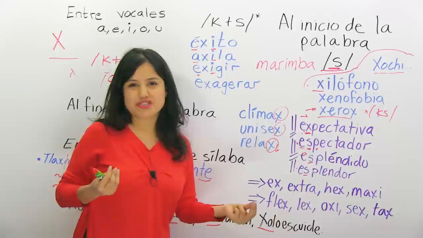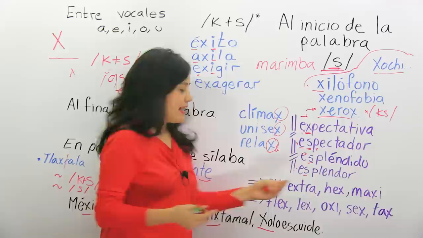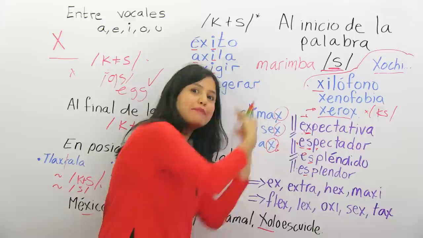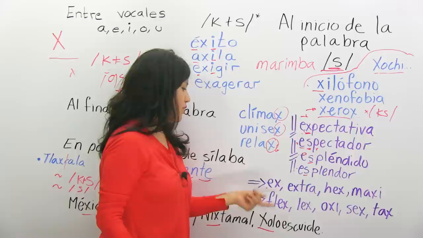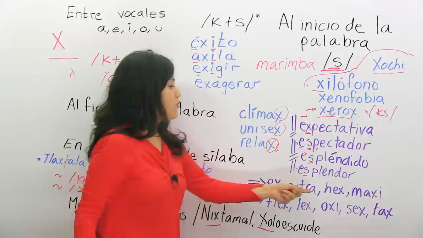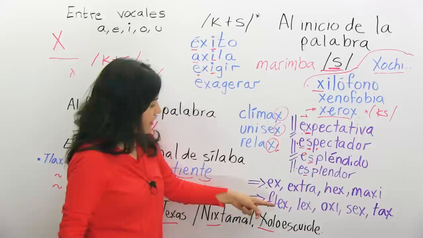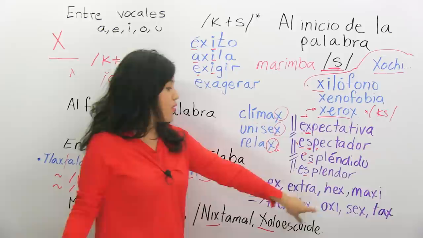So I wrote a few prefixes, which means the syllables that are in the beginning of a word, prefijos: ex, extra, ex, maxi. Por ejemplo, exacto, extracurricular, hexágono, maxi falda, like maxi skirt, hexágono, hexagon. Flex, flexible, lex, léxico, oxi, oxígeno, sex, sexenio.